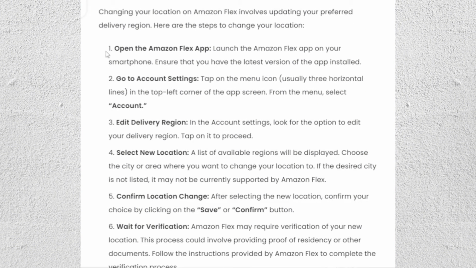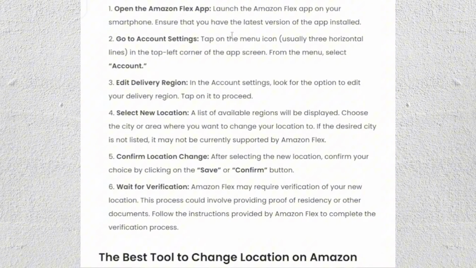So first is open the Amazon Flex application. Just open it on your mobile phone and ensure that you have the latest version of the application installed. After that, just tap on the menu icon, usually 3 horizontal lines in the top left corner of the screen. From the menu, you just have to select account.